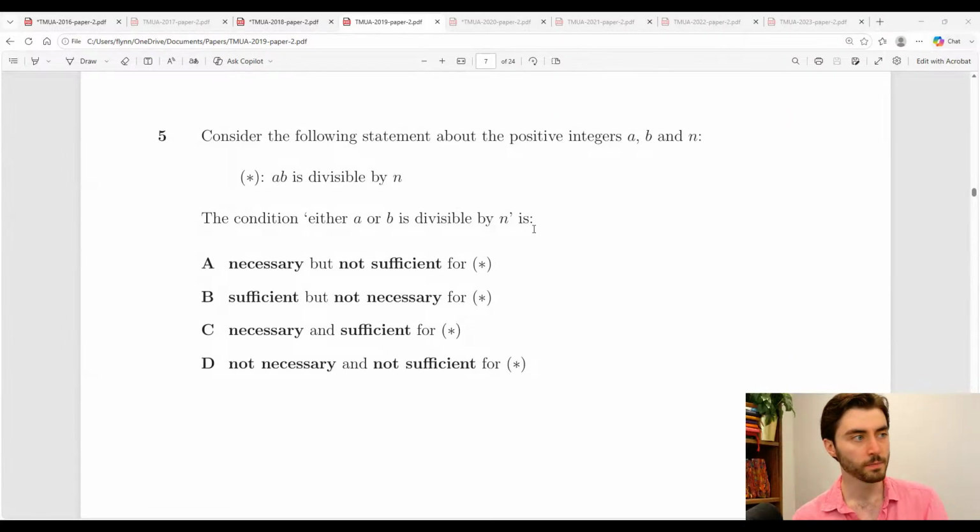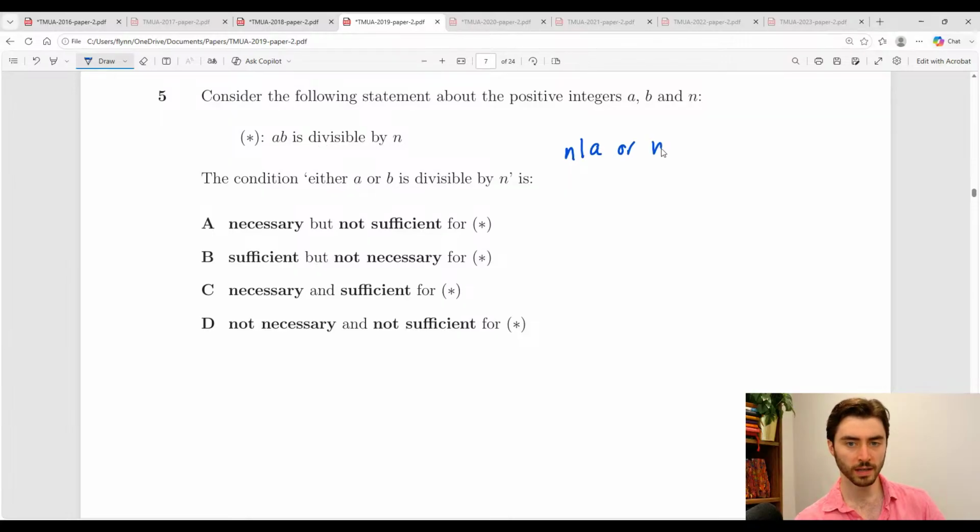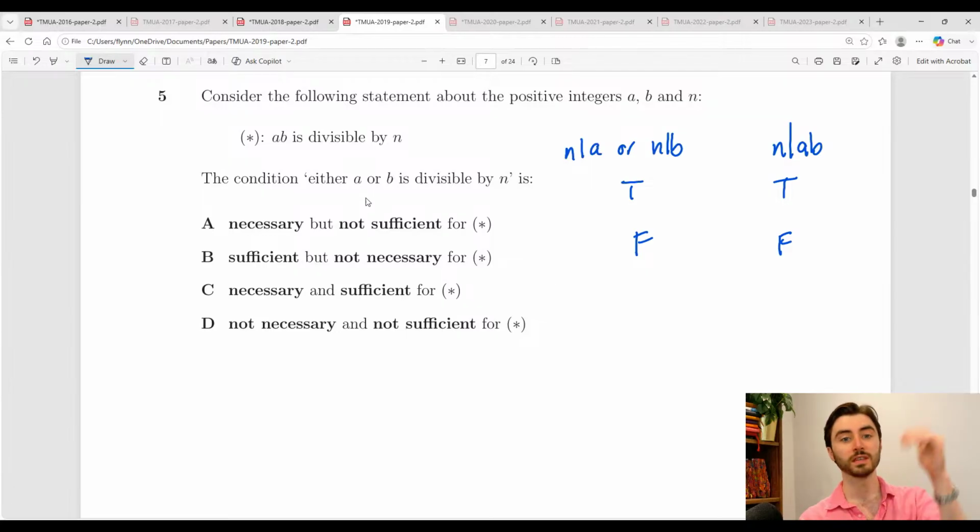Okay, so here, consider the following statements about positive integers a, b, and n, the condition and the results. Either n divides a or n divides b, and the result is n divides ab. So this vertical line is from pure math. So that can be true, false, that can be true, false. So these are all the possibilities.